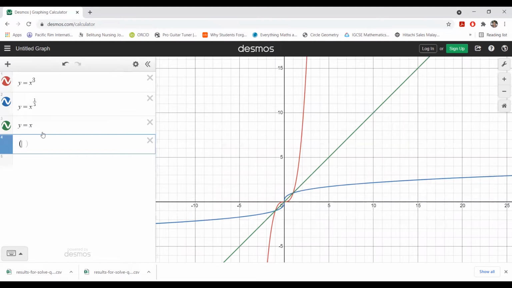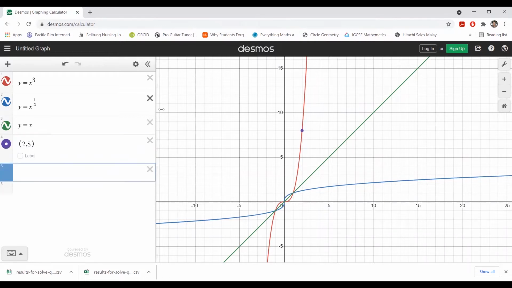So let's put in the point (2, 8). Like that. And we'll label it (2, 8). So this is the point (2, 8). This is on the graph y equals x cubed. Okay, and this is y equals x to the third power. So (2, 8) will reflect down to (8, 2). Okay, there it is. So you can see that this point (2, 8) becomes (8, 2) on this graph. And if you choose some more points, you'll see that that's true everywhere.